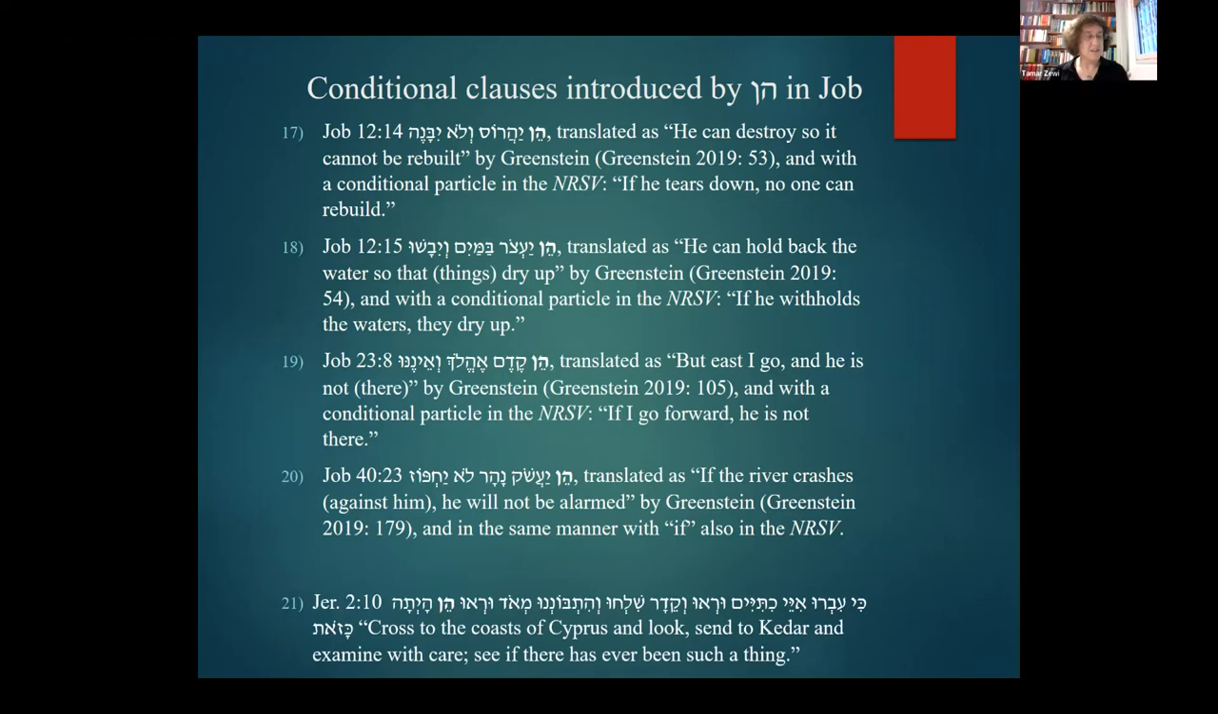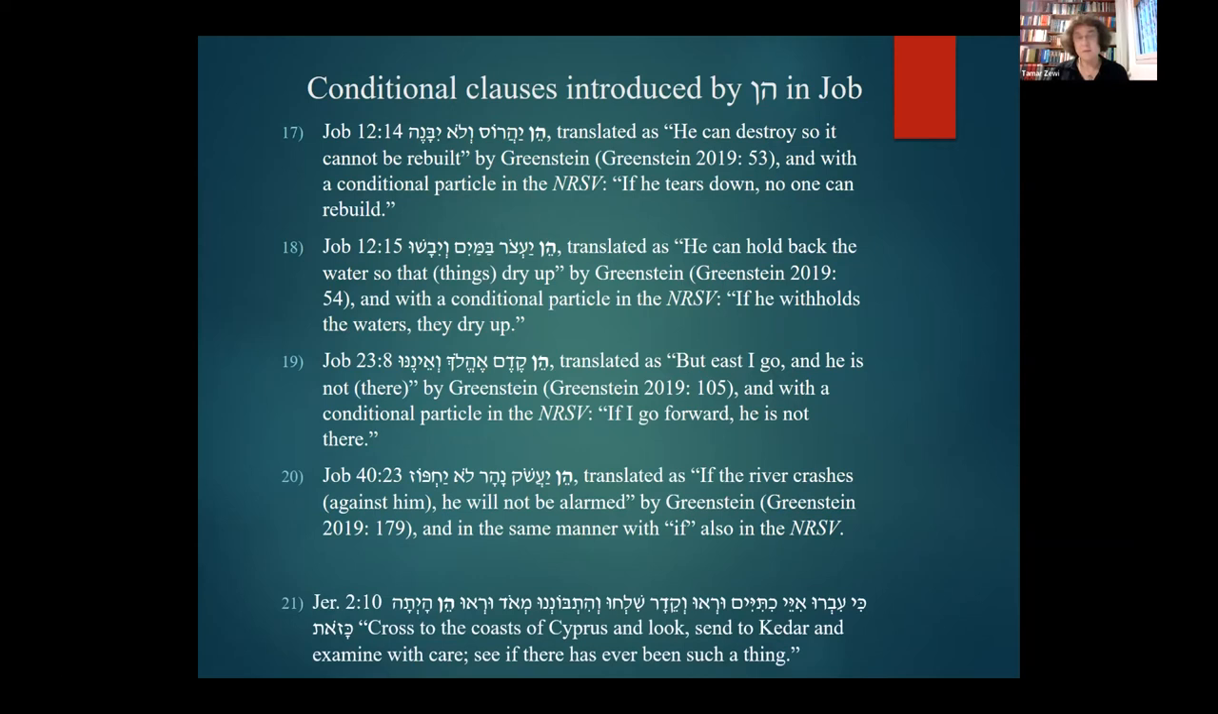These examples recall conditional clauses introduced by hen, "if," in Aramaic, and they are common in Job, a book known to have been subject to major Aramaic influence. The time frame in which most of Job was probably composed, and in which the Aramaic language emerged as a major source of influence on Hebrew, is the Persian period.